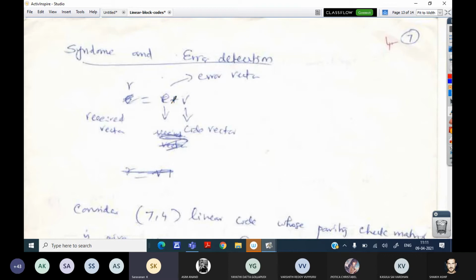When no error occurs, no bit is changed in the code word. When an error occurs, some bit is changed, so the code vector is not going to be equal to the received vector because an error occurred in some bit position. With the help of the syndrome calculator, we can detect the error. So that is our next topic. We are going to design a syndrome calculator circuit.